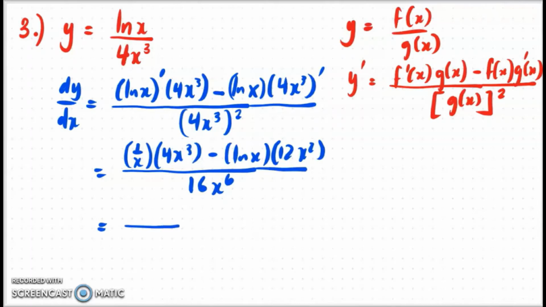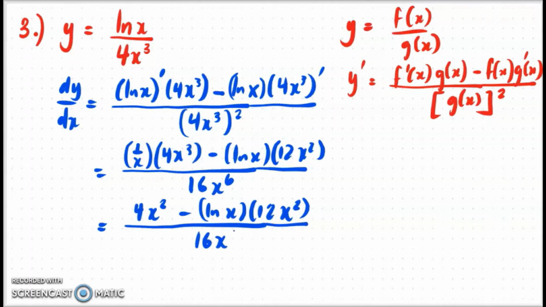Then, simplifying further, we get, for 1 over x by 4x cubed, x will be cancelled, so we'll just have 4x squared, right? And then here we have minus ln x multiplied by 12x squared, all over 16x raised to 6.